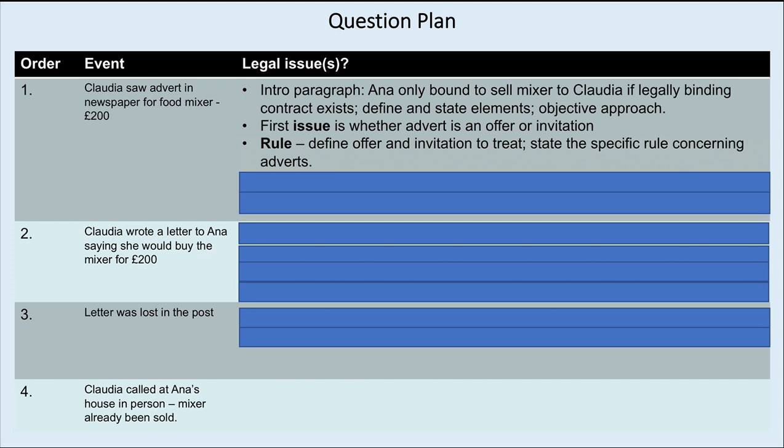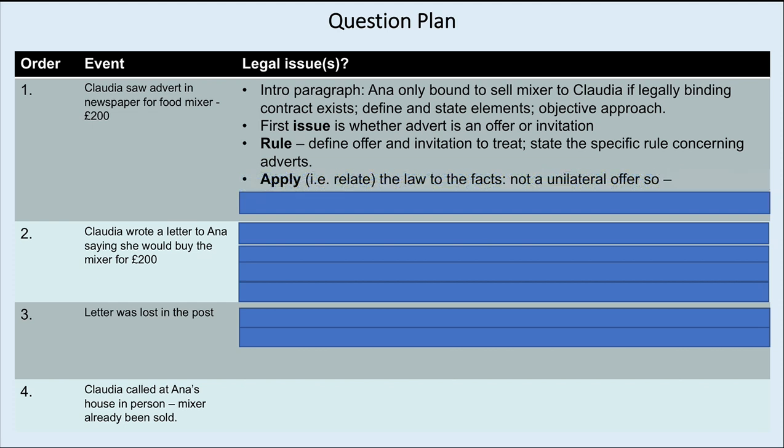And having quoted those definitions, that would then be the point at which to state the specific rule concerning adverts. In other words, adverts are usually simply invitations to treat. Cases like Partridge and Crittenden are authority for that proposition. And unless the advert contains a very specific unilateral offer, so as to bring it within the Carlill v Carbolic Smoke Ball Company exception, the advert, as stated before, will simply be regarded as an invitation to treat. Of course, invitations cannot be accepted so as to bring about a legally binding contract.